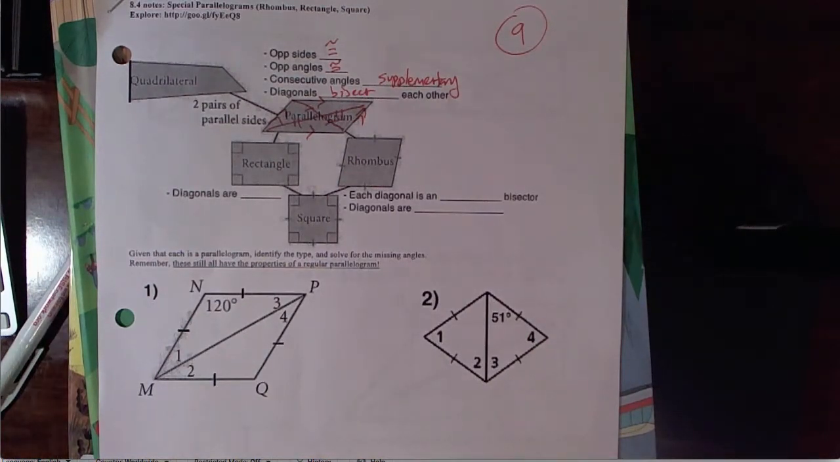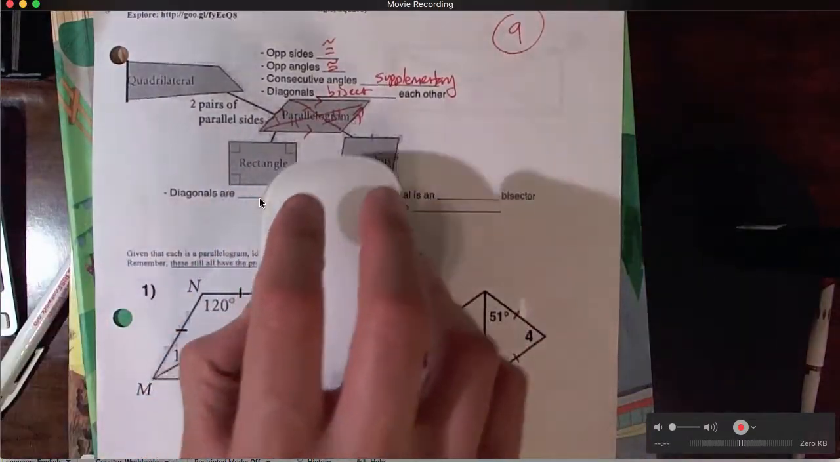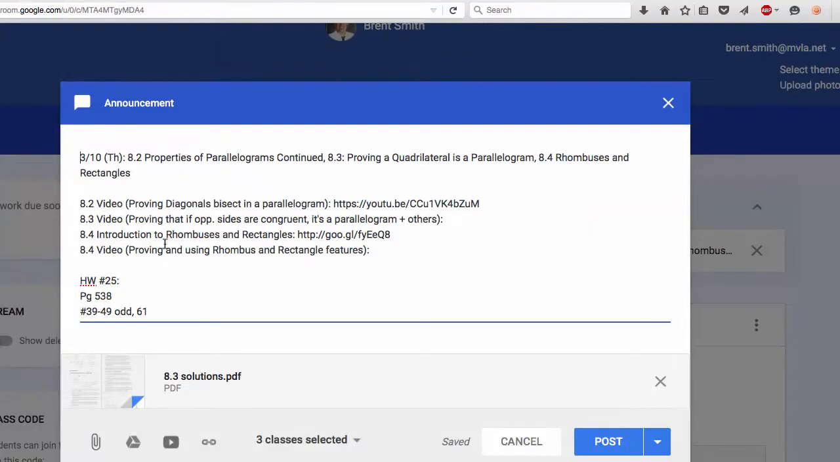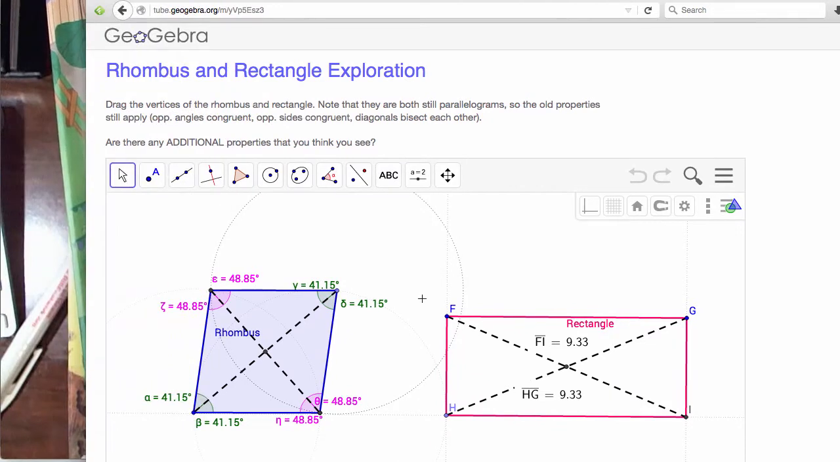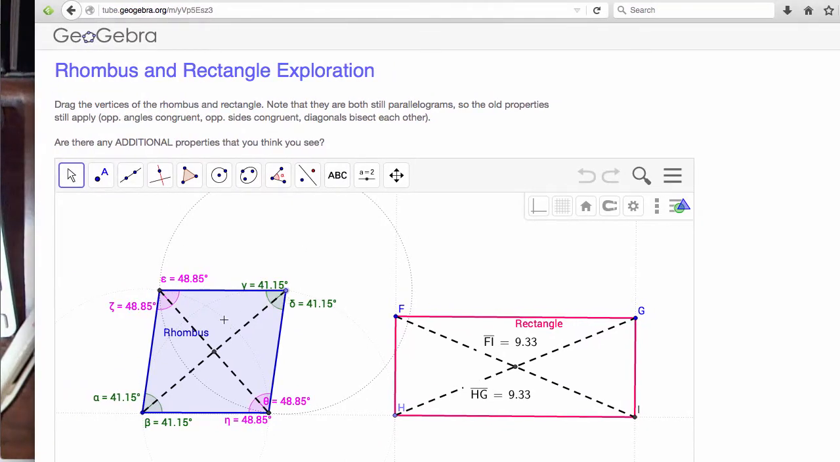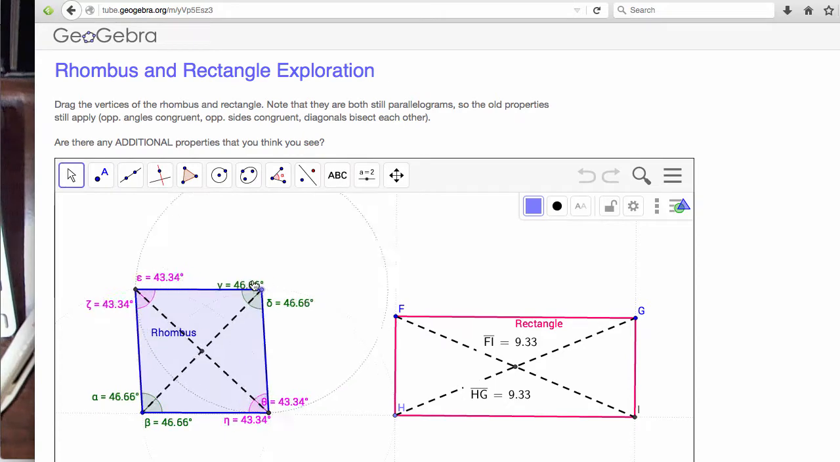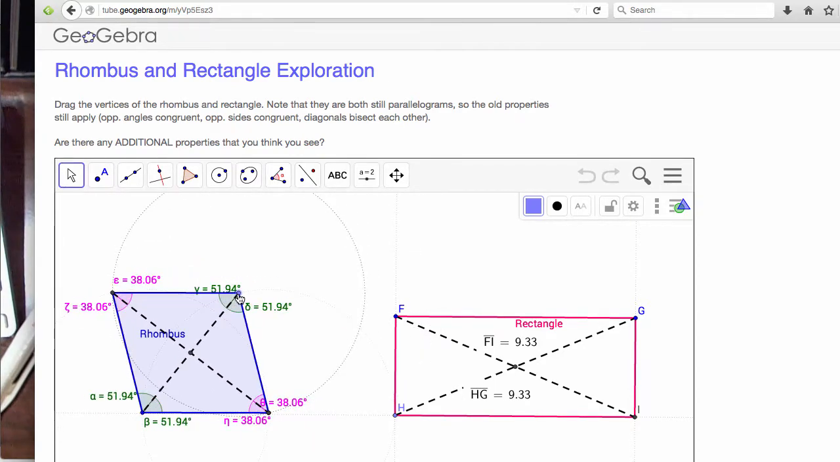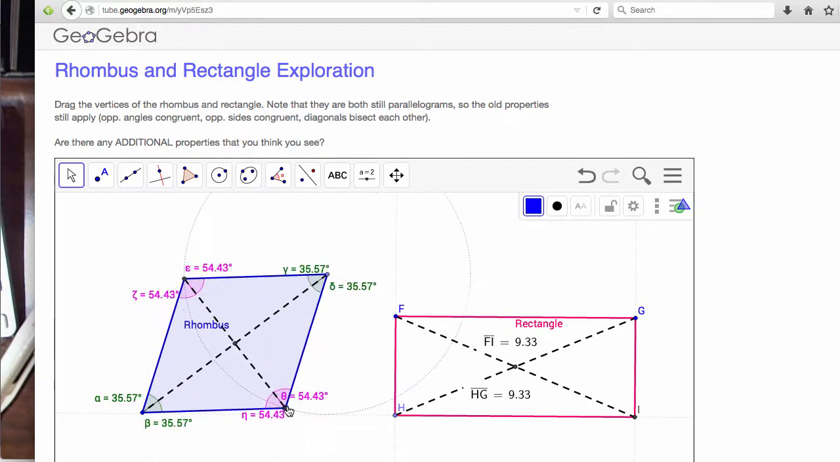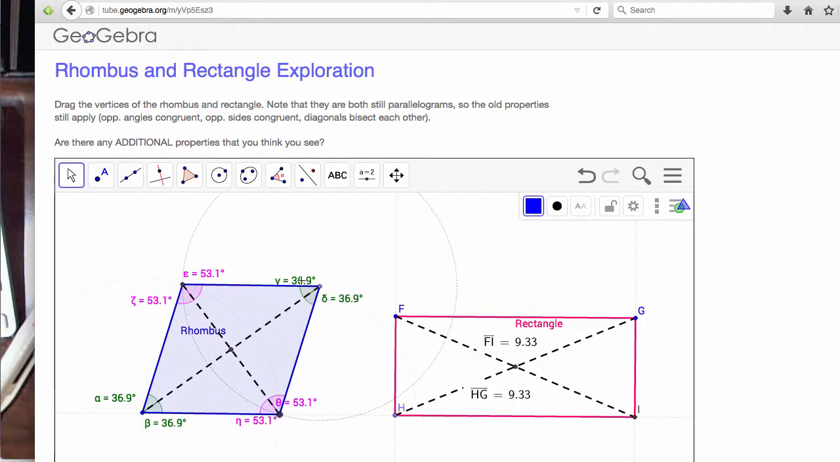Don't mind that. So let's go ahead and try to find out some special features of these two. Go to the website that is linked on Google Classroom. It says Intro to Rhombuses and Rectangles. Just click on that goo.gl link. You can play around with it for a little bit. So again, this is a rhombus. You can see that the opposite angles are congruent, just like a parallelogram. But if you move it around, you can see a few other things here. Maybe pause this video and try to play around with it and figure out what the special features are.